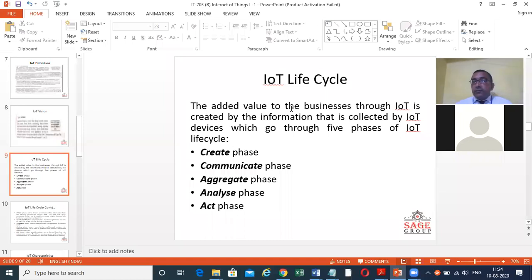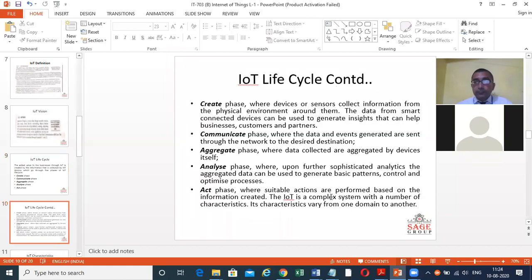The added value to the business through the IoT is created by the information that is collected by IoT devices, which go through the 5 phases. So the IoT life cycle has 5 phases. The first phase is create, second communicate, third aggregate, fourth analysis, and fifth is the act phase. We will discuss one by one.